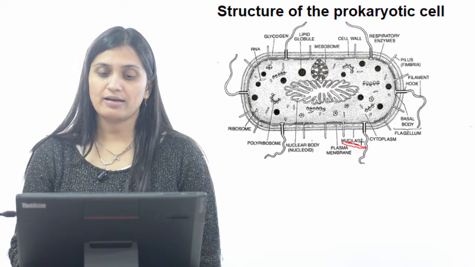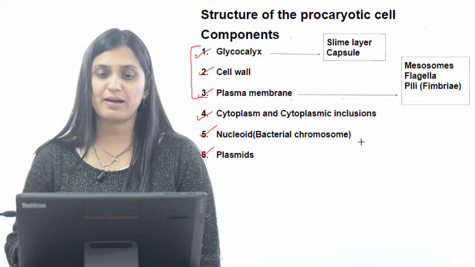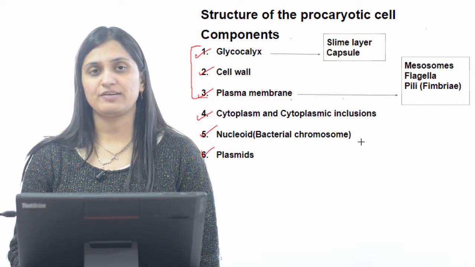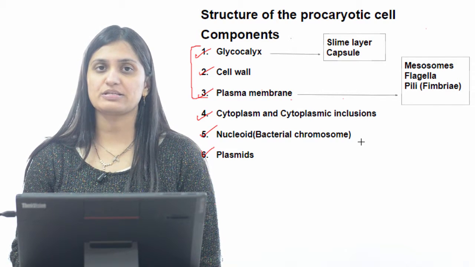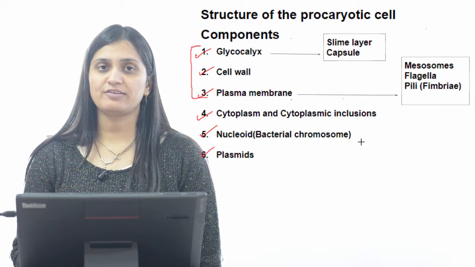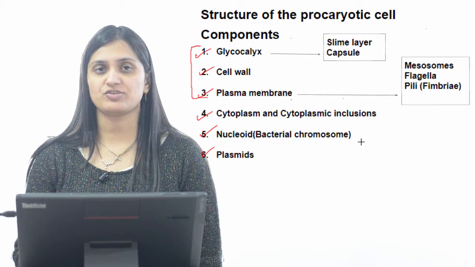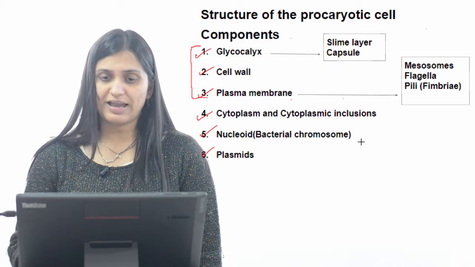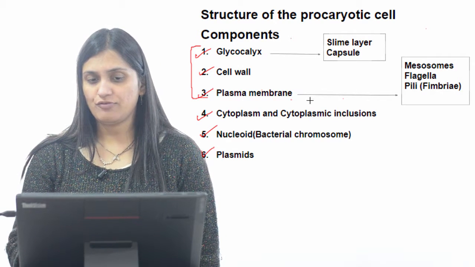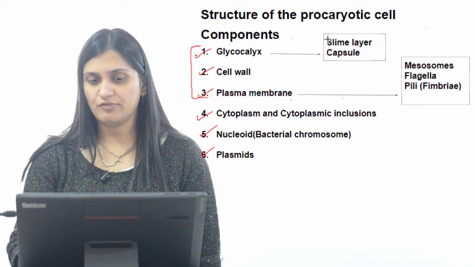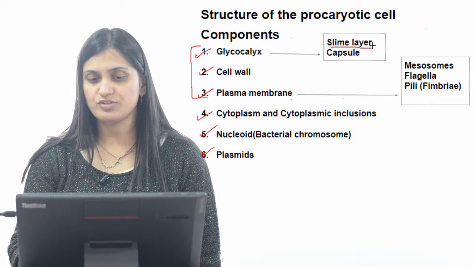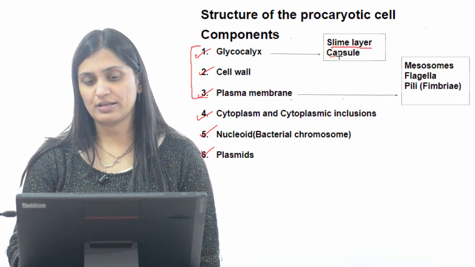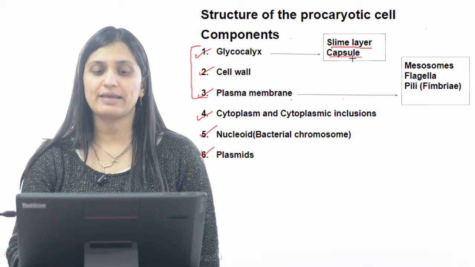but it performs some very important functions in the bacterial cell. Like the first one, it protects the bacteria from harsh environmental conditions. Then it protects the bacteria from toxins present in the surroundings. Then it protects the bacteria from viruses getting attached to it. Now, if the glycocalyx is in the form of a layer which can be easily deformed and removed, then it is called a slime layer. The second one, if the glycocalyx is rigid and tough, then it is called the capsule.